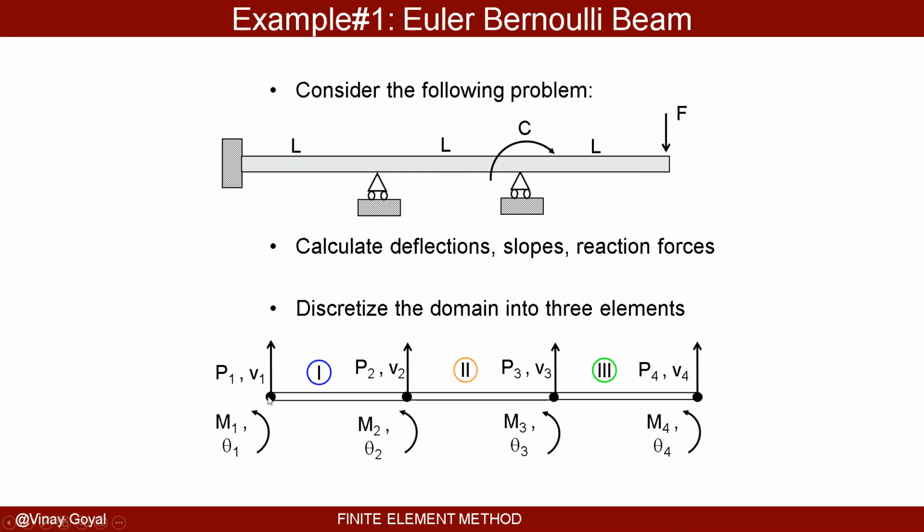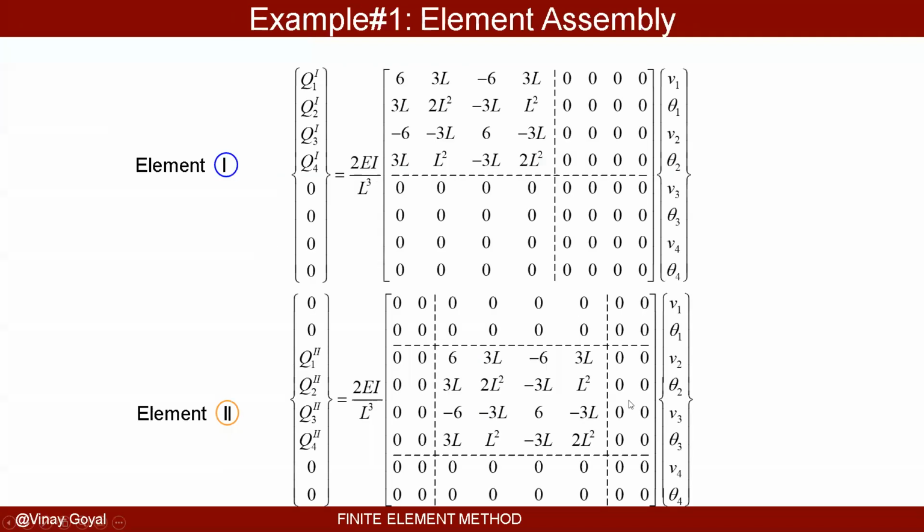At each node, I have 2 degrees of freedom that are unknown, the deflection and the slope. And corresponding to the deflection, I have the shear force. Corresponding to the slope, I have the bending moment. So that's what I have. That's the way I've discretized it. So for element number 1, it's very easy. For element number 1, we're occupying the 4x4 here.